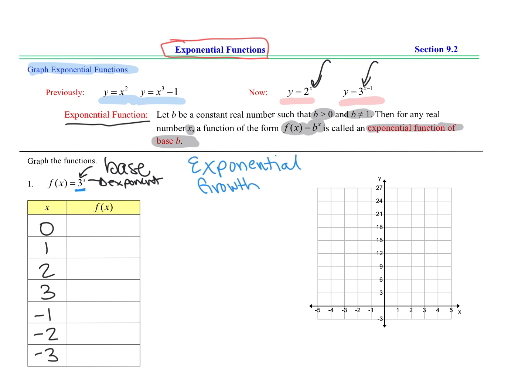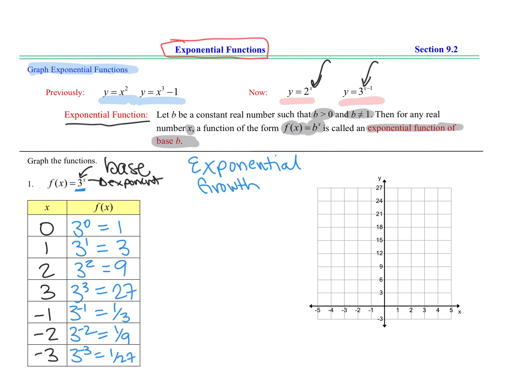All right, so when I plug in 0, I get 3 to the 0 power, which is 1. 3 to the first power is 3. 3 squared is 9. And 3 cubed is 27. 3 to the negative 1 power is 1/3. 3 to the negative 2 power would be 1 over 9. And 3 to the negative 3 power will be 1 over 27. Okay, now let's graph this and see what happens.